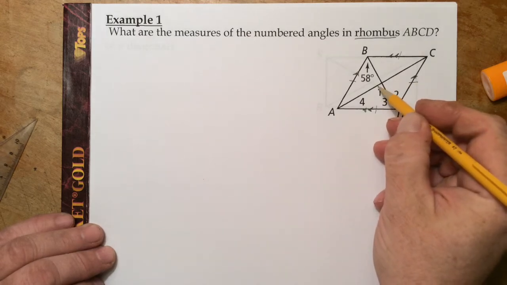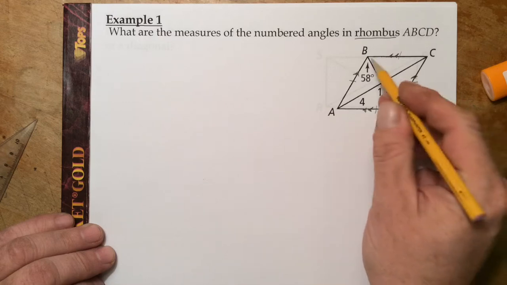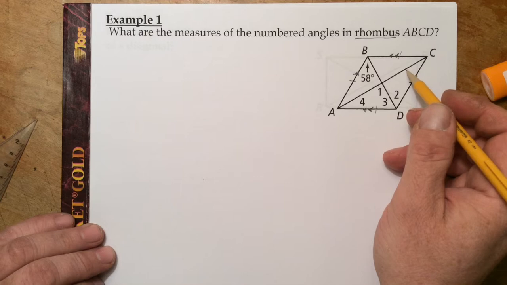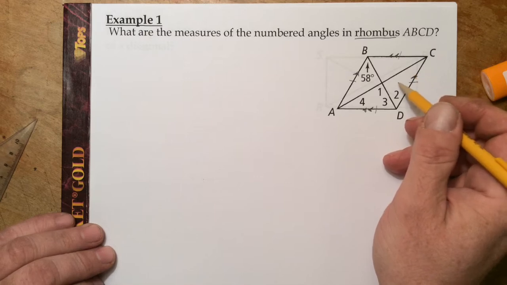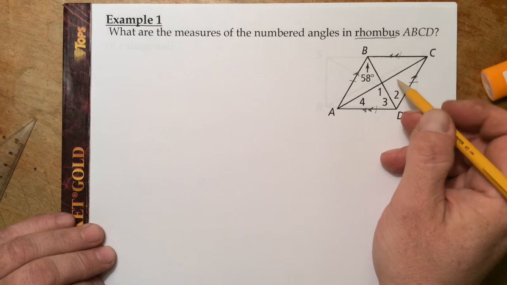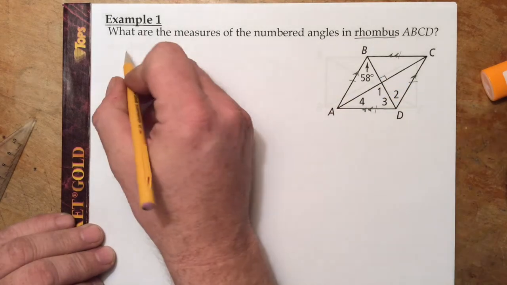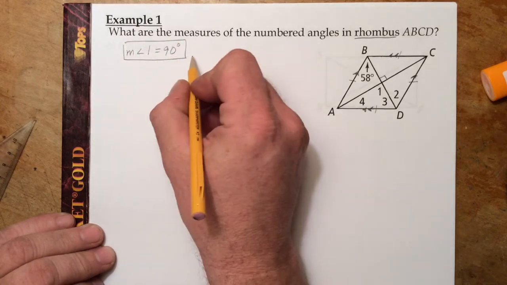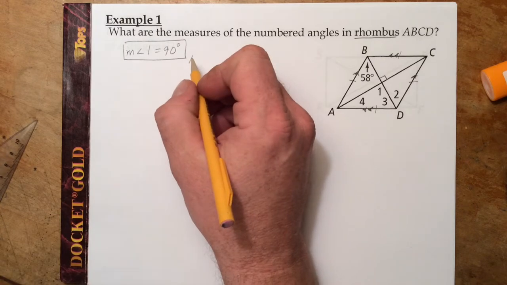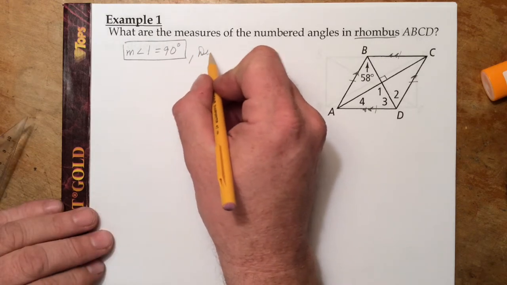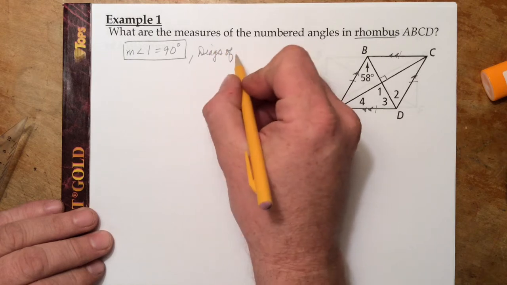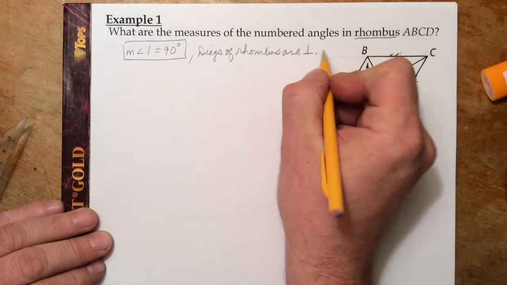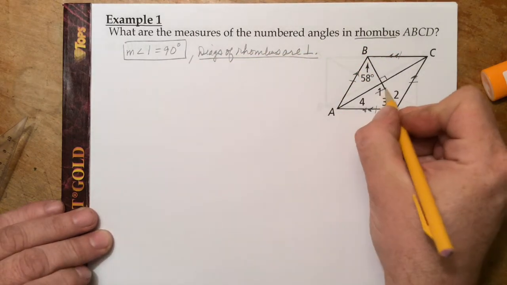Angle 1 right here is one of the angles created by the two diagonals. In any rhombus, according to your notes, there's a property that says the diagonals of a rhombus are perpendicular to each other. So the measure of angle 1 must be 90 degrees. And then we would write, by the property, diagonals of a rhombus are perpendicular. 90 degrees.